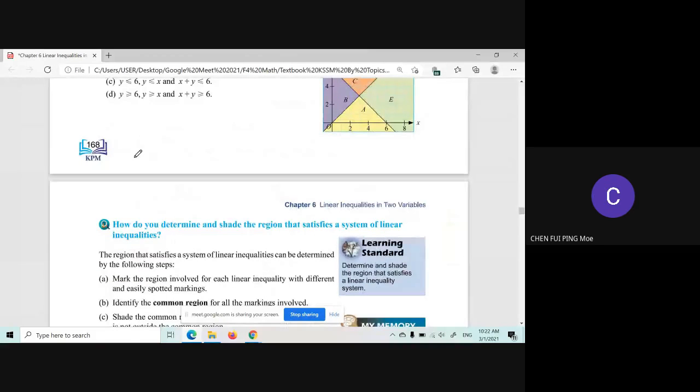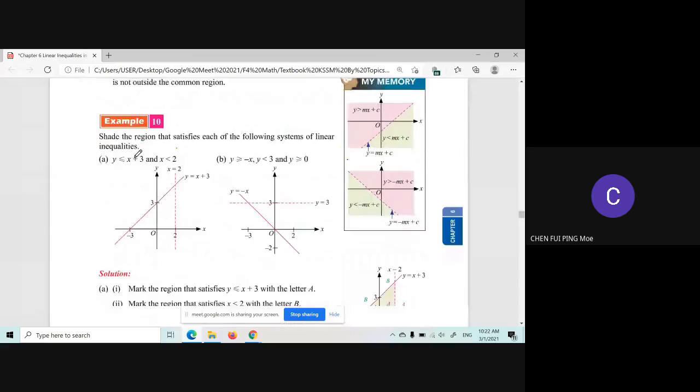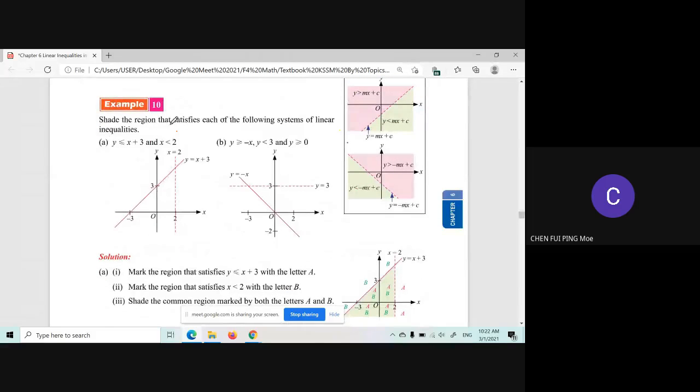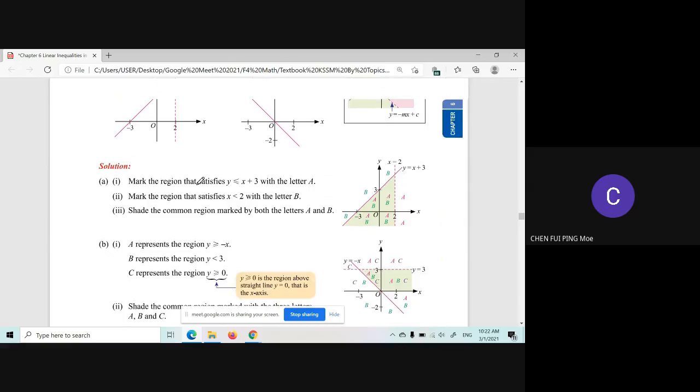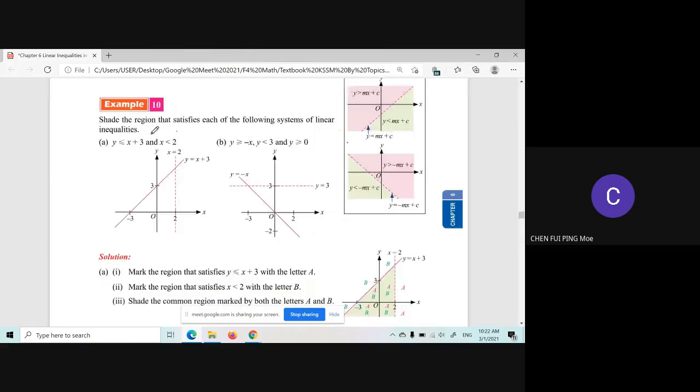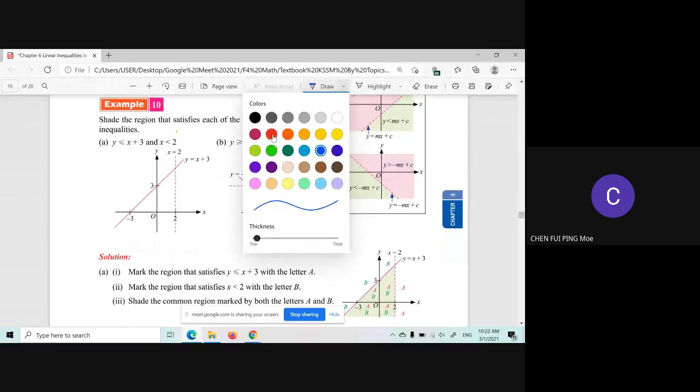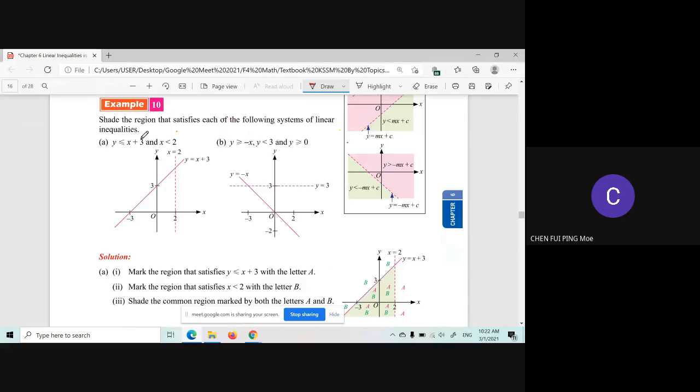So look at page 169. I go straight to example 10. And in this book, actually, they use alphabet A, B, A, B. If you want to use A, B, A, B, can. So maybe I use the same method, easier for you. Shade the region that satisfies each of the following. So how do you shade the region? So I use two different colors.